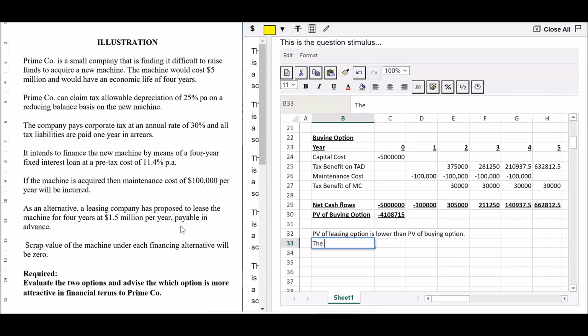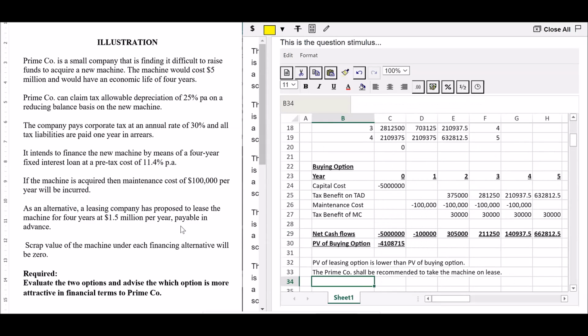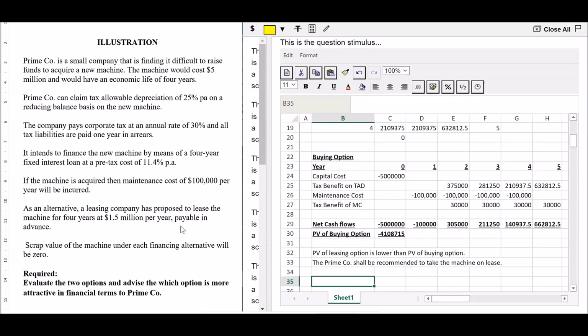The prime company shall be recommended to take the machine on lease. Why is it so? Because the present value of leasing option is less than present value of buying option.